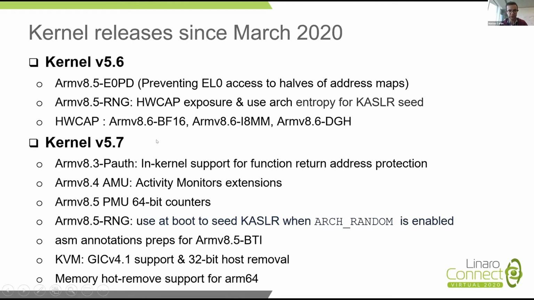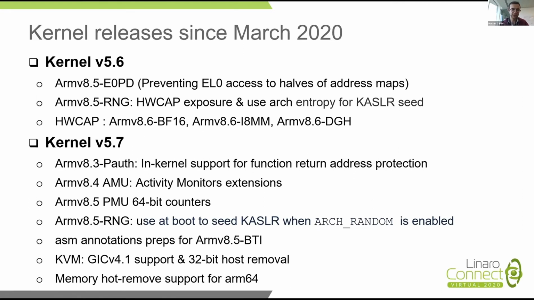A few other features were exposed here, including activity monitors extensions, PMU counters extended to 64-bit, the use at boot of the random number generator, and some preparatory work for the 8.5 branch target identifier extension, BTI. So in 5.7, we managed to merge some assembler annotations refactoring in preparation for BTI.